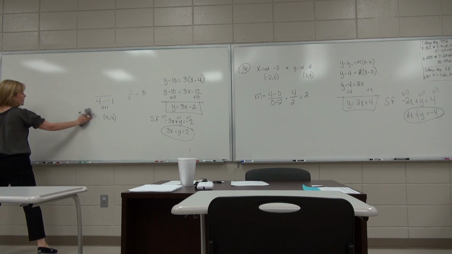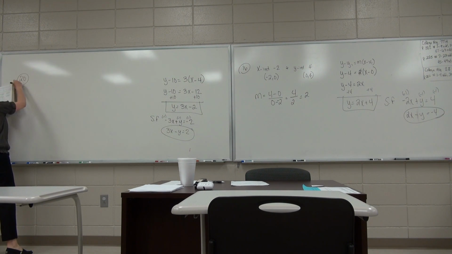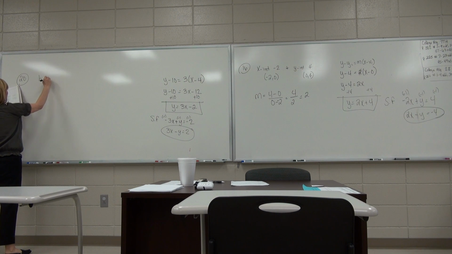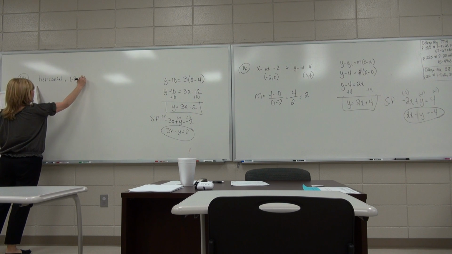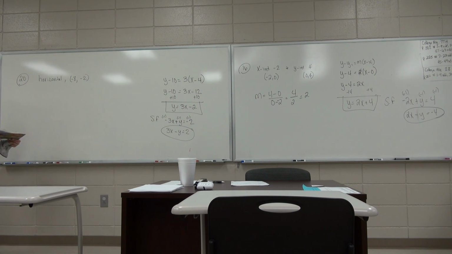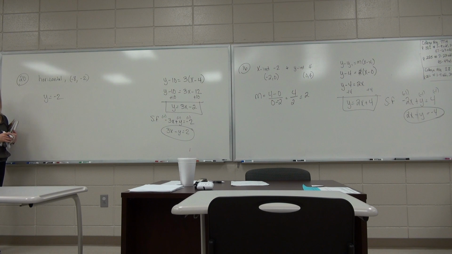Next, we're going to look at number 20 in your book. On number 20, you're told to write the equation of the line that's horizontal and goes through the point negative 8, negative 2. Well, what kind of line is horizontal? x equals or y equals? Y. And what's the y equal to in this point? That's all you've got to do. You just have to remember what I just erased off the board up there.